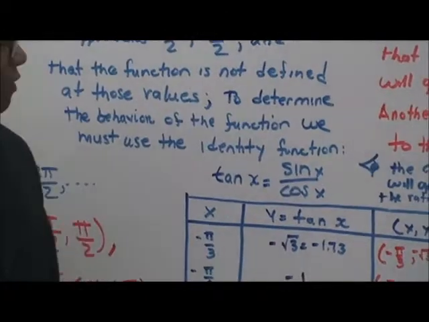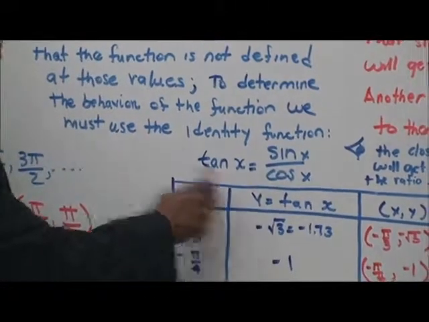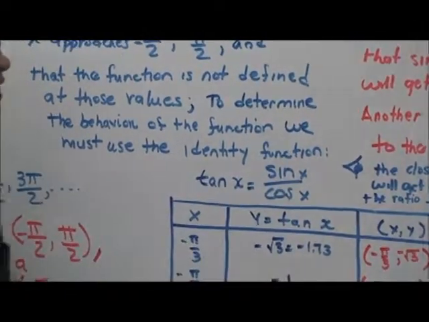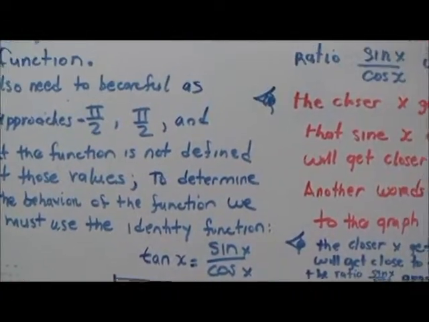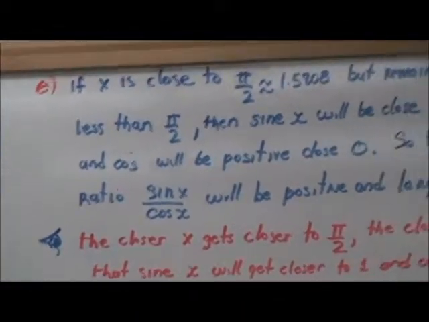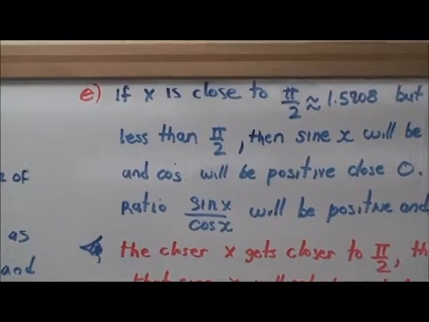You remember what the identity is? Right? The identity: tan x is equal to sine x over cosine x. And we'll see how that works as we go along in later videos to come. Let's continue with our important factors here.